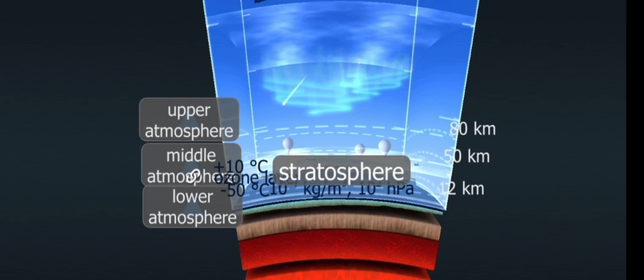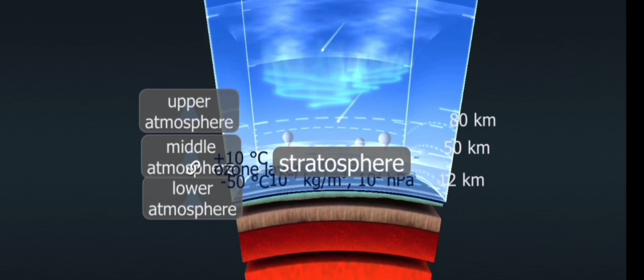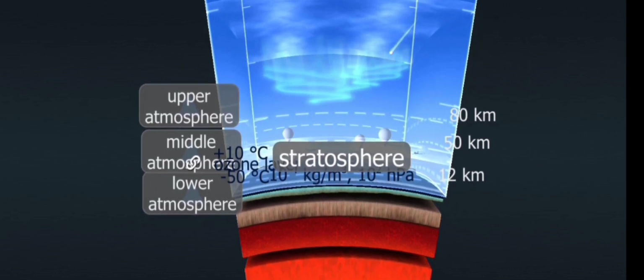Mesosphere. The region above the stratosphere is called the mesosphere. Here the temperature again decreases with height, reaching a minimum of about minus 90 degrees Celsius at the mesopause.